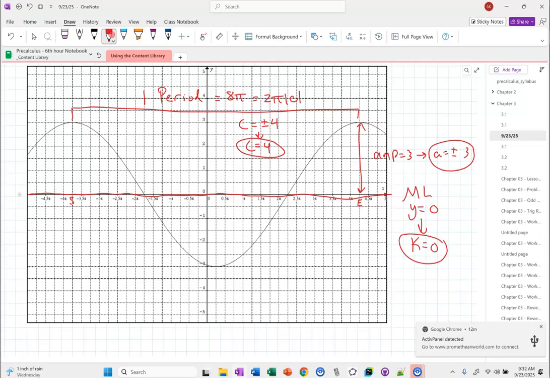So where do we put the 8 in the equation? The period is 8 pi, so 8 pi equals 2 pi times the absolute value of c. And then I just solve it, which gives c equal to plus or minus 4. Now I'm choosing to do the positive. So when I'm writing my equation, I'm using 1 over 4 times x.